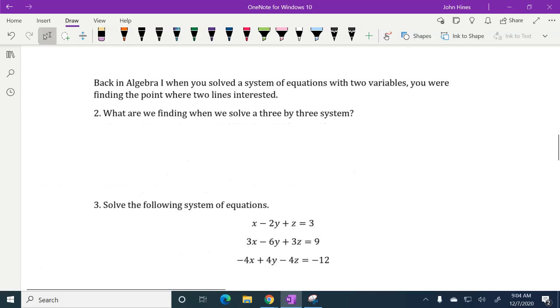Because what are we finding here? In Algebra 1, we were finding the intersection of two lines when we did this, right? In 9th grade, we were finding where do these two lines cross. So now that I'm in 3 variables, that means I'm in 3 dimensions.